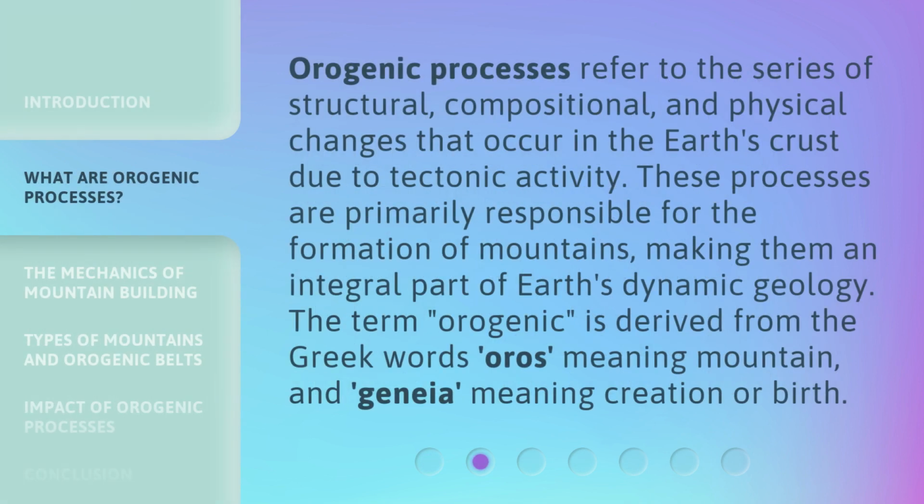Orogenic processes refer to the series of structural, compositional, and physical changes that occur in the Earth's crust due to tectonic activity. These processes are primarily responsible for the formation of mountains, making them an integral part of Earth's dynamic geology. The term orogenic is derived from the Greek words oros, meaning mountain, and genia, meaning creation or birth.